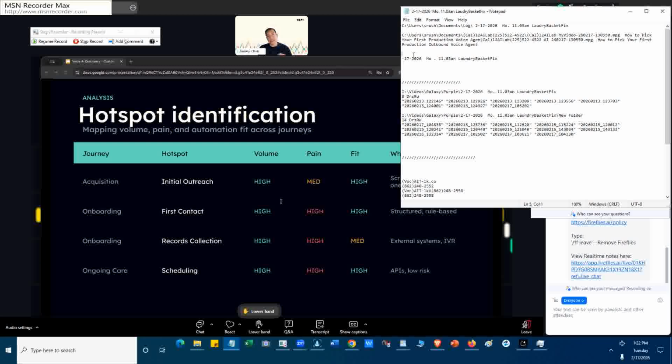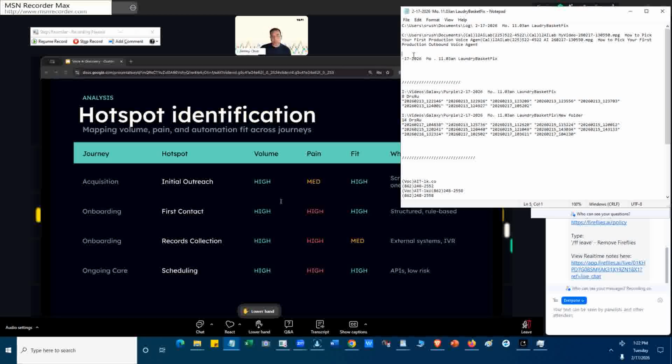And then for the first contact intake and patient onboarding, you might have high volume, high pain, high fit. And because every new patient will touch this step in the process, it's also very highly structured. You can verify the identity, you can understand why they're calling, you can route them appropriately. And it can be rules-based and no clinical decisions. So that's also pretty interesting.